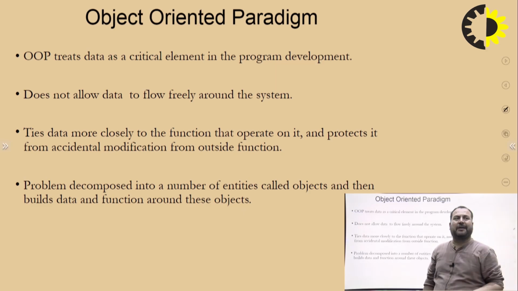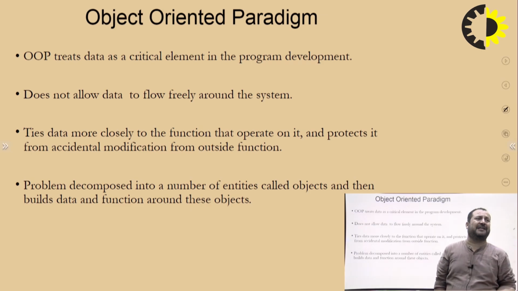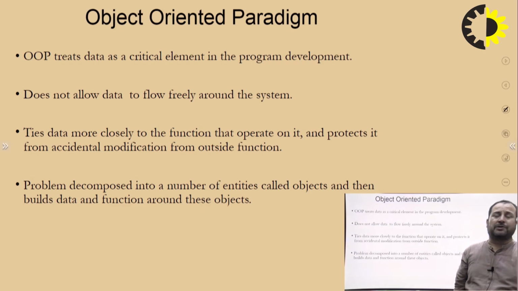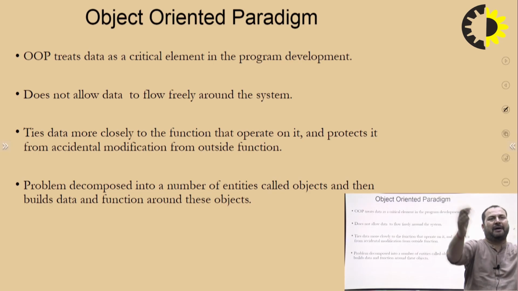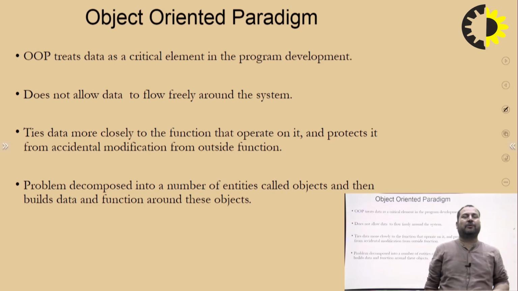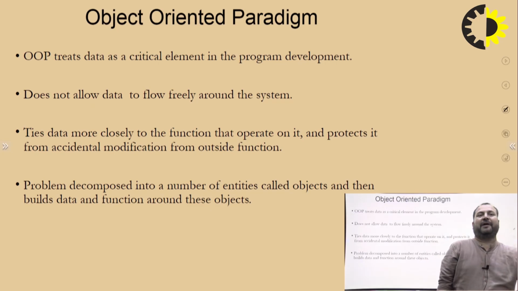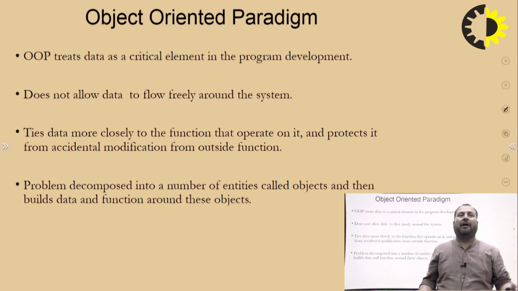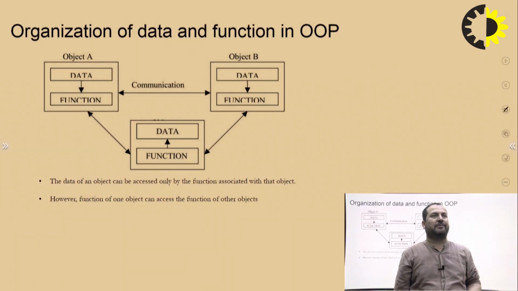So, object oriented programming ties data more closely to the functions that operate on it and protects it from accidental modification from outside functions. Here the problem is decomposed into a number of entities called objects, and then we build data and functions around these objects, okay. So, in object oriented programming, the consideration is to think about the data, how we can make a class, how many different classes could be formed, how the objects are going to communicate with each other. Those are the main things in object oriented programming.